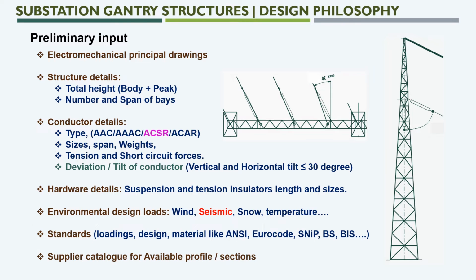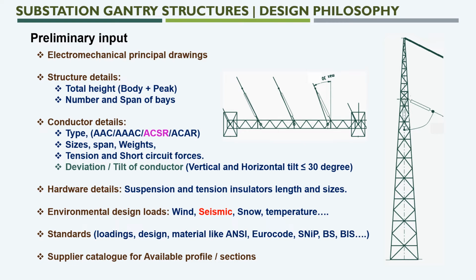So there are four types of conductors in general. In most of the substation projects we use the ACSR type. Even in the transmission line also this ACSR is the predominant conductor. Size, span and weight of the conductor are required. So this we can get from the conductor catalog.